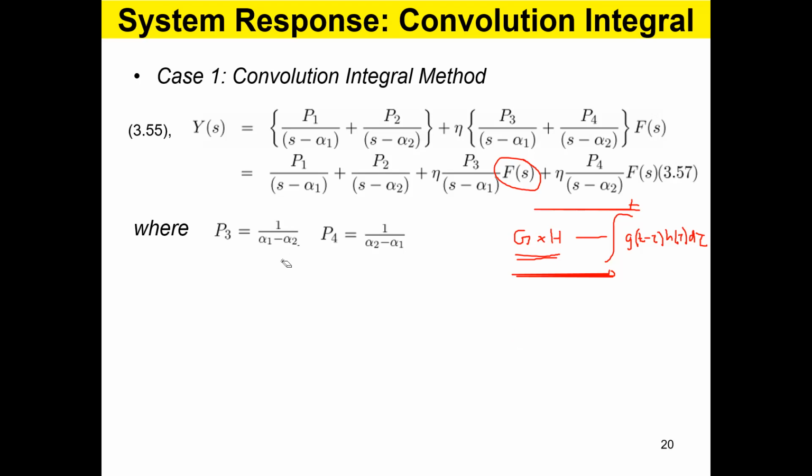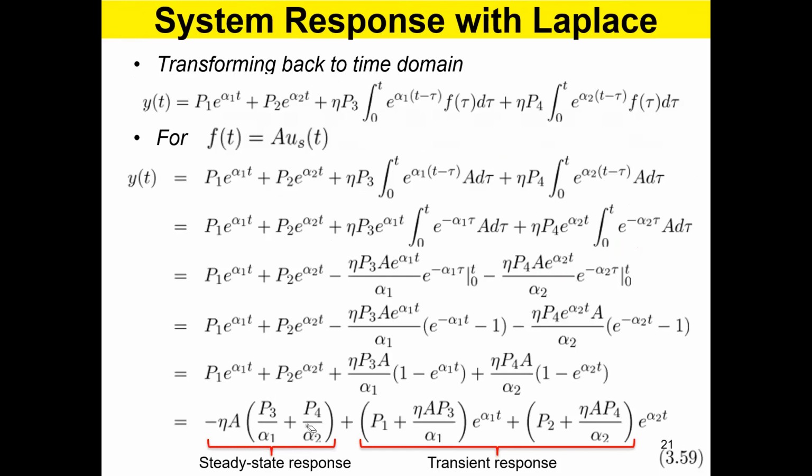P3, P4 are constants and depend on alpha 1 and alpha 2. Alpha 1 and alpha 2 depend on the damper and the spring, the system components, right? Don't forget that. So this depends totally on system components and A. A is the total weight on the shock absorber, the external force. And this is independent of time. It's going to be there. So it is the steady state response.